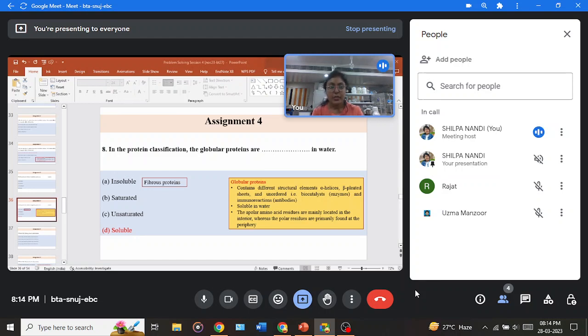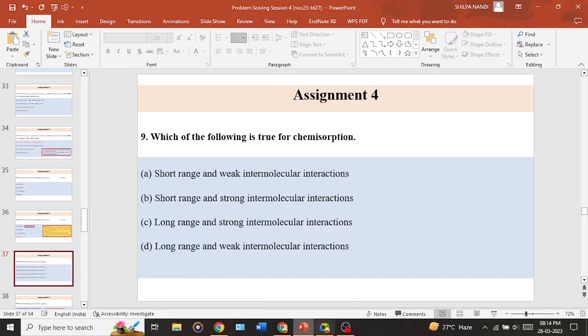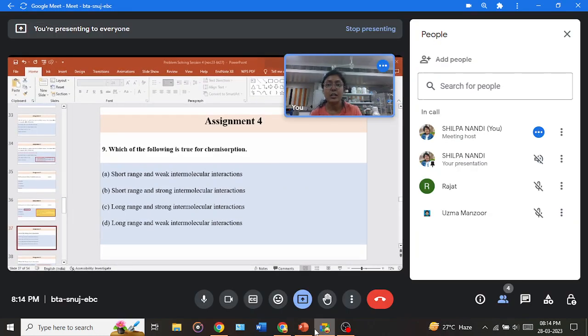So the correct answer will be option number D, that is soluble, and we may say that globular proteins are soluble in water and rule out the other options. Okay, we will move on to the next question, which is question number 9.